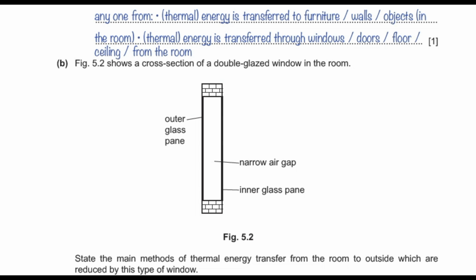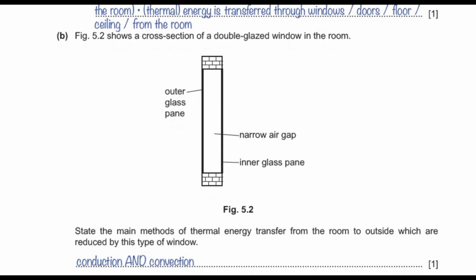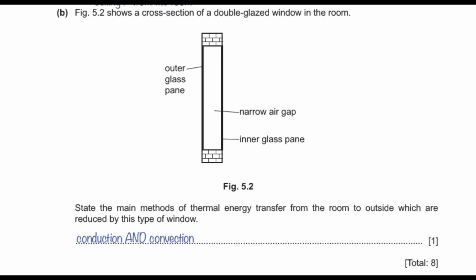Convection. The narrow air gap prevents air movement between the panes, reducing heat transfer by limiting circulation, which would otherwise carry heat from the room to the outside. This is because the particles in air are spread apart, making it harder for heat energy to pass through. Final answer. The main methods of thermal energy transfer reduced are conduction and convection.